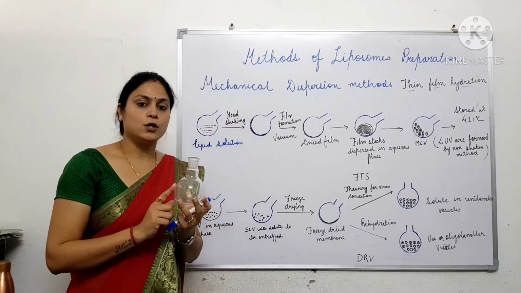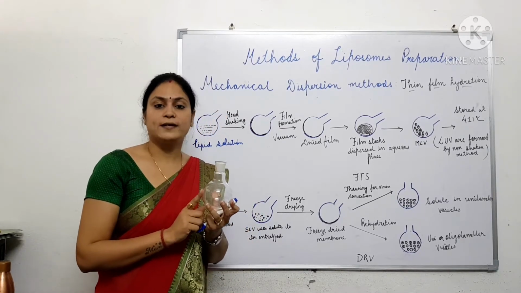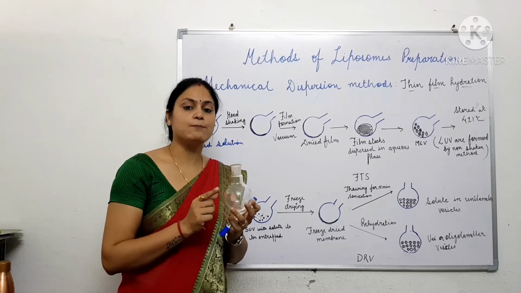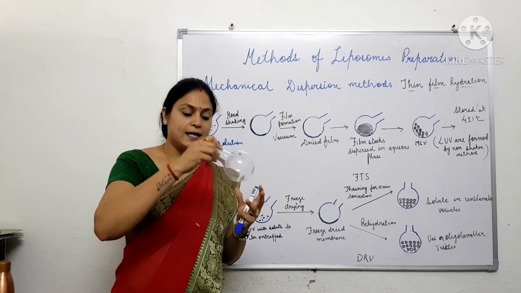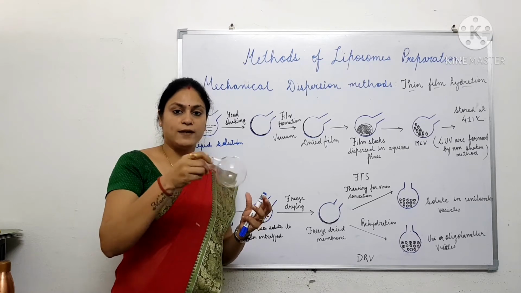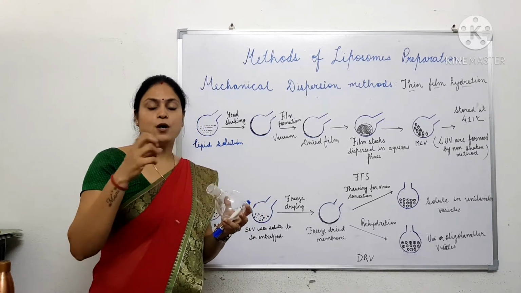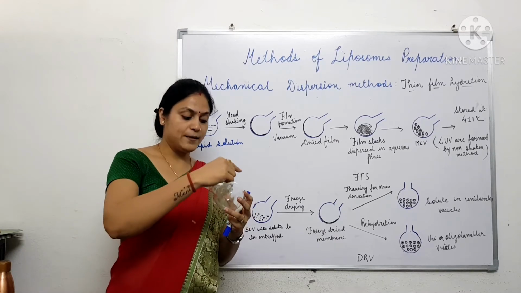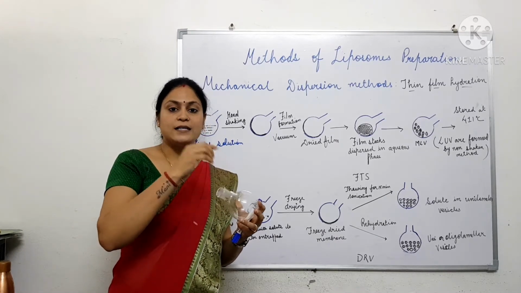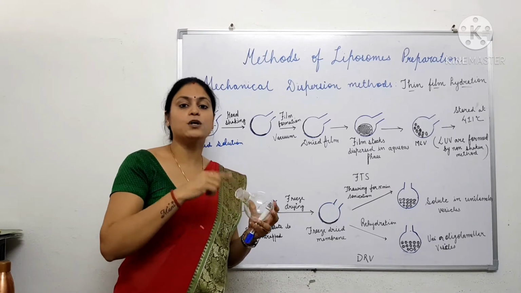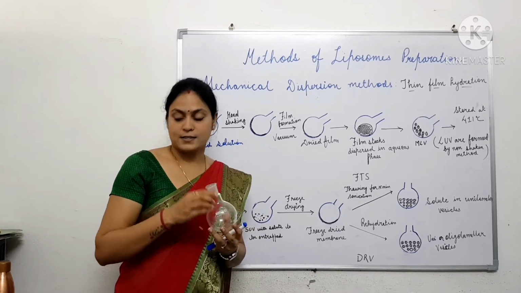The organic solvent in which lipid and lipophilic drug is dissolved is rotated in such a way in the handshaking method, and because of the evaporation of organic solvent, lipid is cast in the form of film. It is cast onto the wall of this round bottom flask.